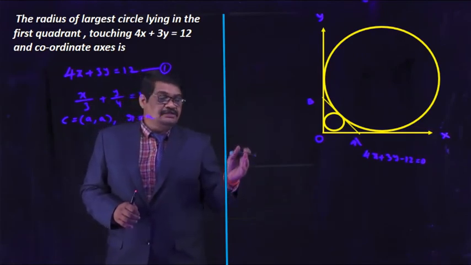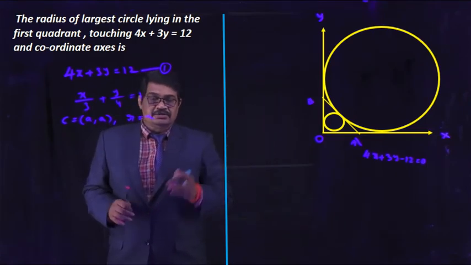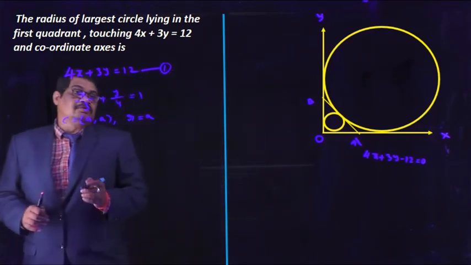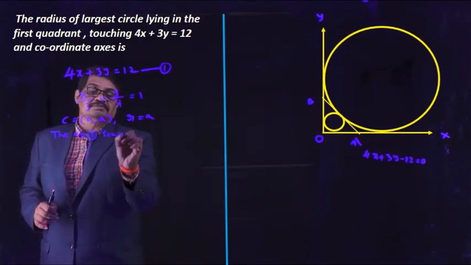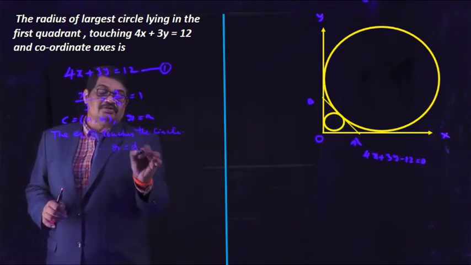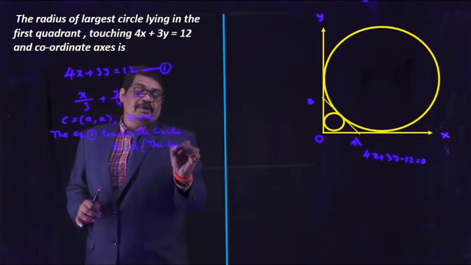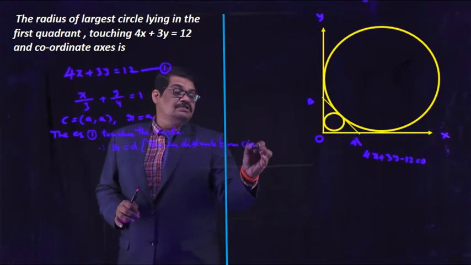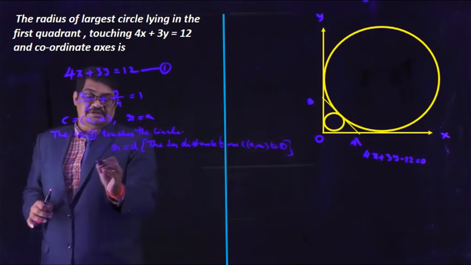The given circle touches the given line, for both the circles. So if a line touches the circle, what is the condition? r is equal to d. What is d here? The perpendicular distance from the center, that is (a, a), to the line, equation 1. So what is r here? That is a.